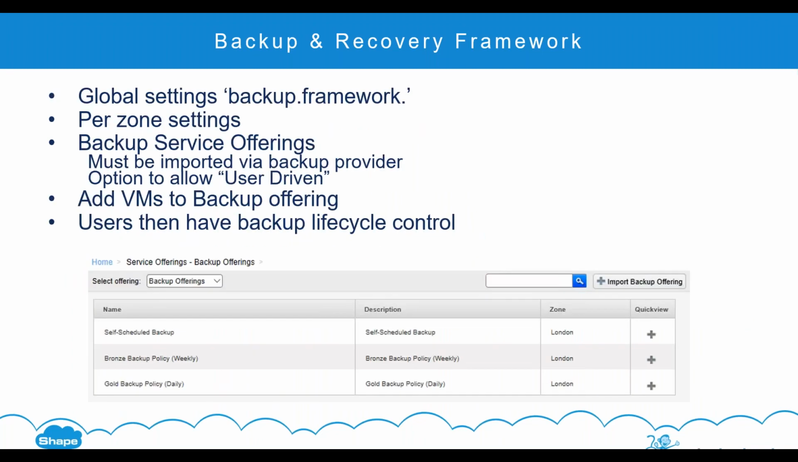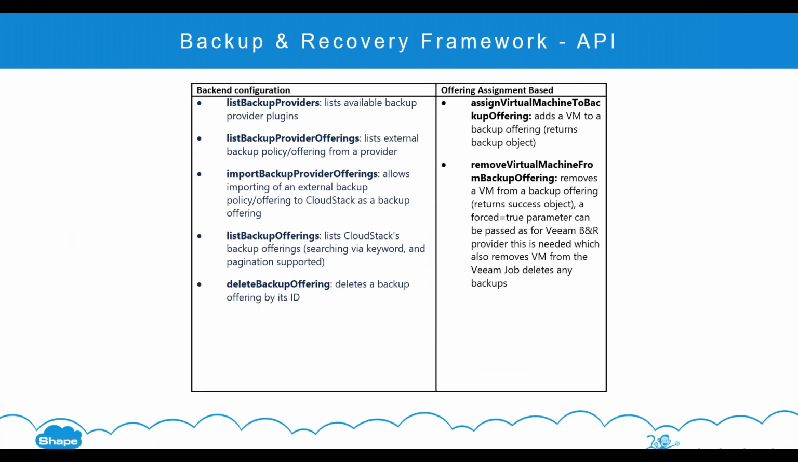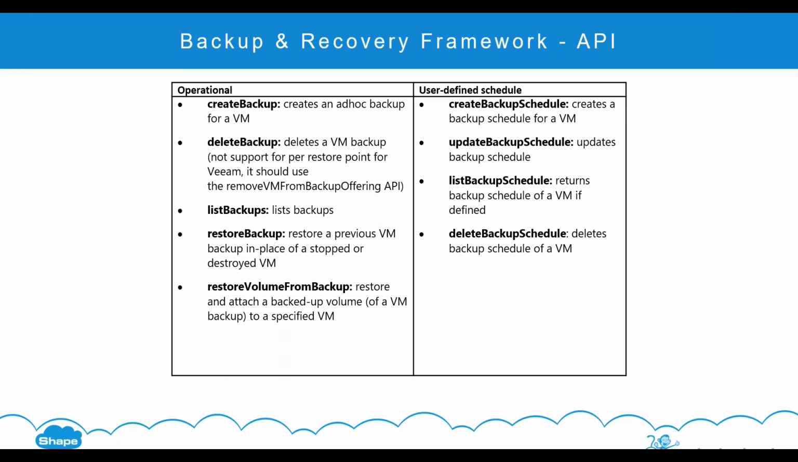In terms of setting this thing up, there's some global settings and then some per zone settings, and these are basically about enabling the framework, pointing it to the correct provider, and configuring CloudStack to be able to connect to that provider. We then have a concept called backup service offerings. I'm going to demo all of this a little bit later. That creates the mapping between the backup provider, i.e. Veeam in this case, and what your users in your CloudStack environment see. And then ultimately users have control of that life cycle in terms of backing up or restoring, etc. And all of this functionality is in the UI. It's all also obviously in the API. So if you want to do any batch backup operations, they can all be done via the CloudStack API. So that's the backup and recovery service.